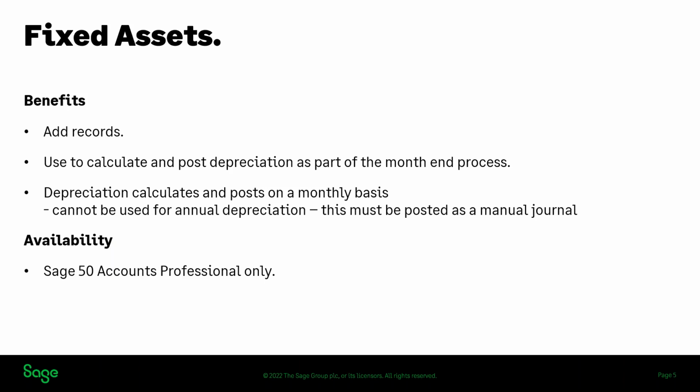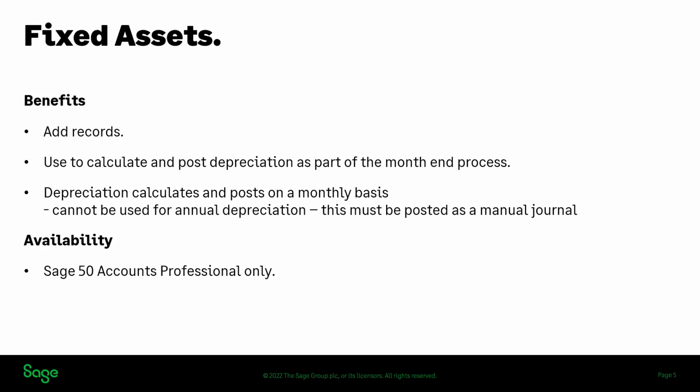So a little bit of background first of all. The fixed assets ledger, what are the benefits of using that? Well, you're able to obviously set up your fixed assets as an individual record. And the idea of using the fixed assets ledger is it's used to calculate depreciation as part of that month-end process. So if you're not already using it, you then need to start running the month-end. Now we'll come on to that process as part of the demonstration today as well.